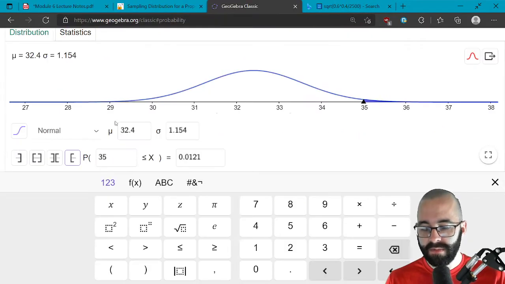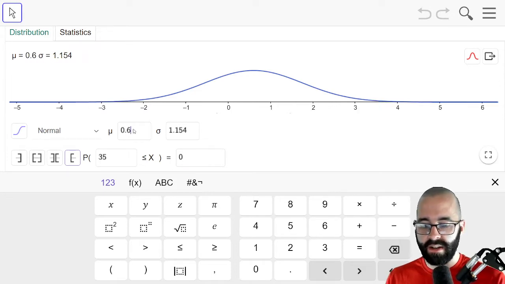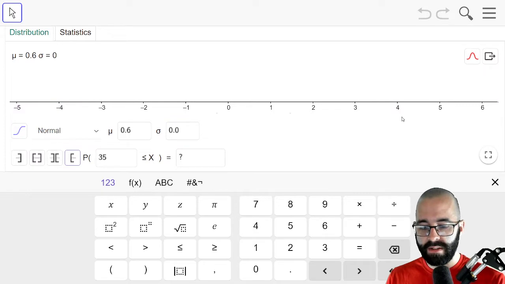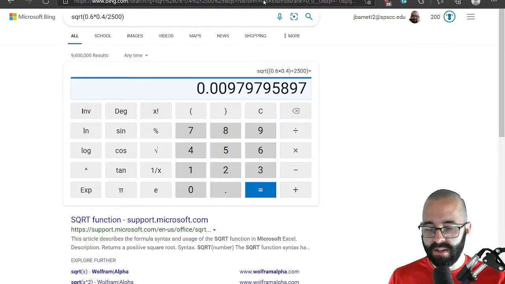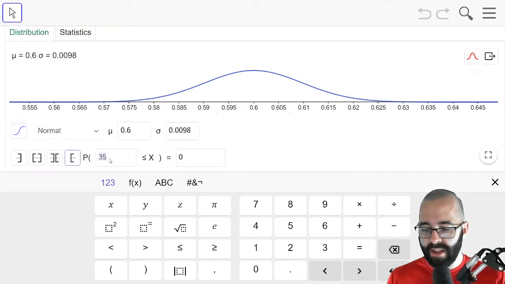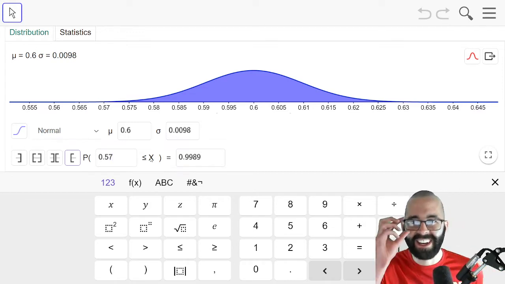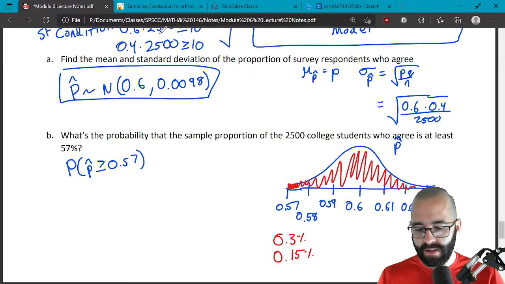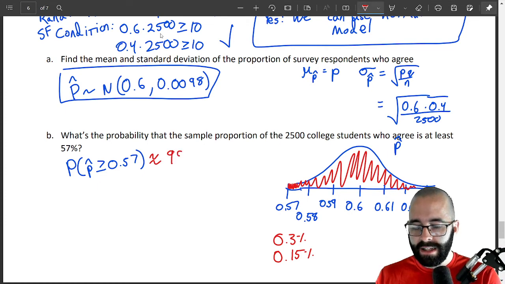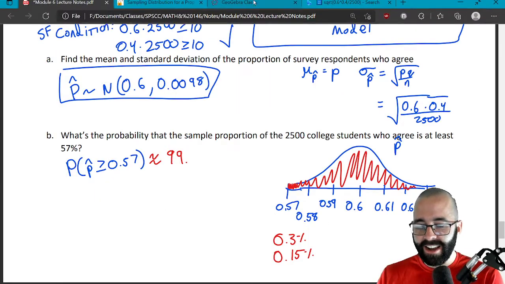Let's find out. Normal distribution. Mean is 60%. Standard error, 0.0098. What's the probability that we're at least 57% that we're agreeing here? Oh, oops, I got the numbers wrong. It's about 99.89%.